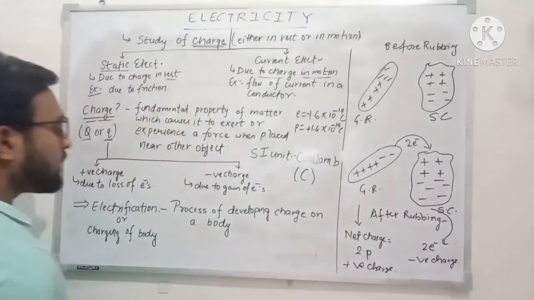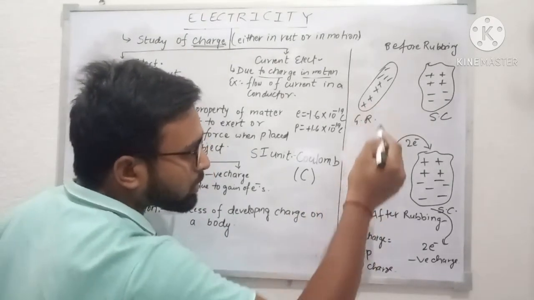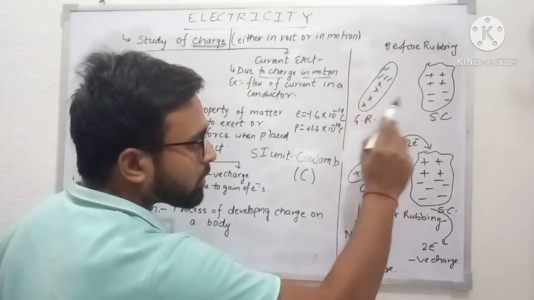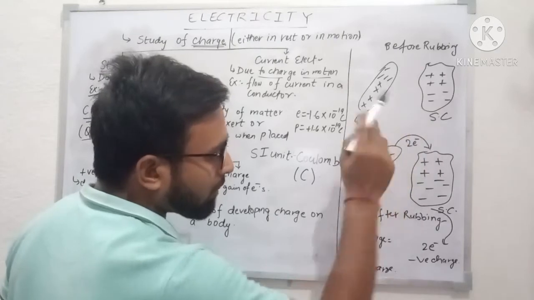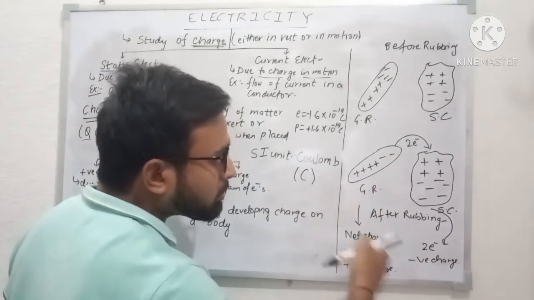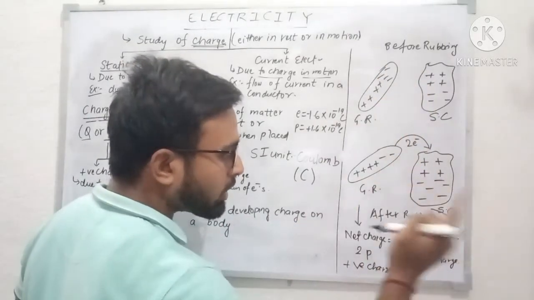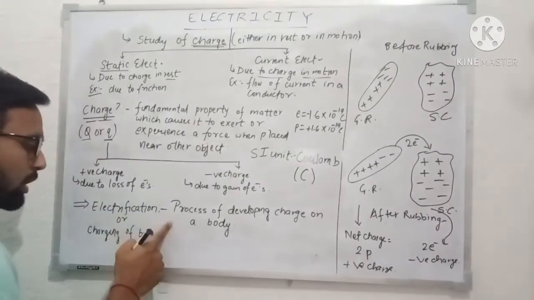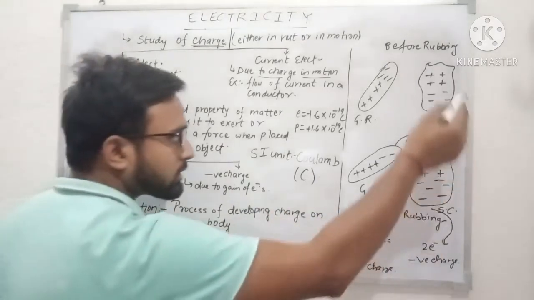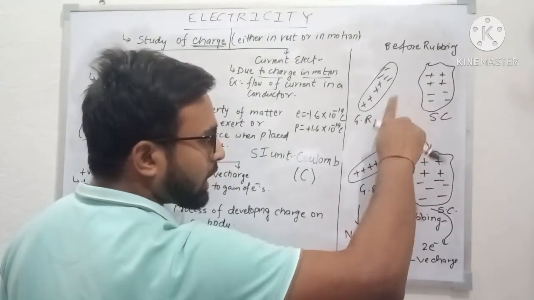Okay? Now, as we have seen this process before rubbing and after rubbing. Before rubbing, this glass rod and silk cloth are electrically neutral, but after rubbing, glass rod is positively charged and silk cloth is negatively charged. This process of developing charge on any body is called electrification of a body or charging of body. This process of developing charge, which process? Initially, the bodies are electrically neutral.